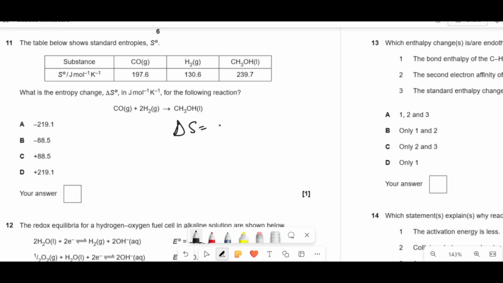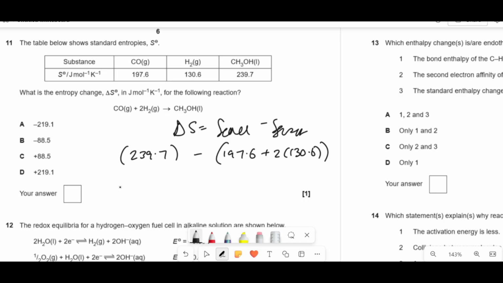What's the entropy change? So delta S is the S end minus S start. It's going to be S end, the entropy at the end, which is 1 mole of this. It's going to be 239.7. And it's going to be minus the start, which is going to be 197.6, plus 2 lots of the 130.6, because there's 2 moles of it in that. So if we do that, we get minus 219.1, which is A. So there you go. And make sure you're careful with keeping S end minus S start, otherwise you'll get the other sign instead, the wrong way around.